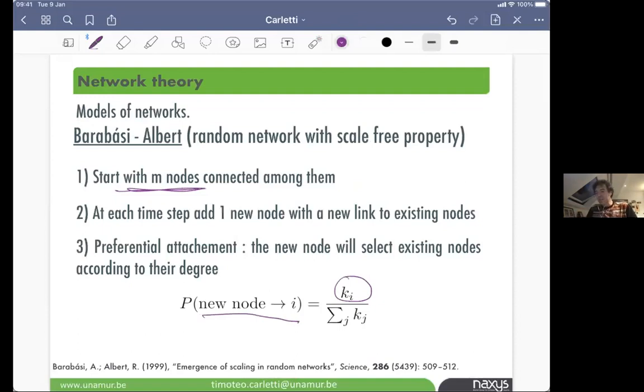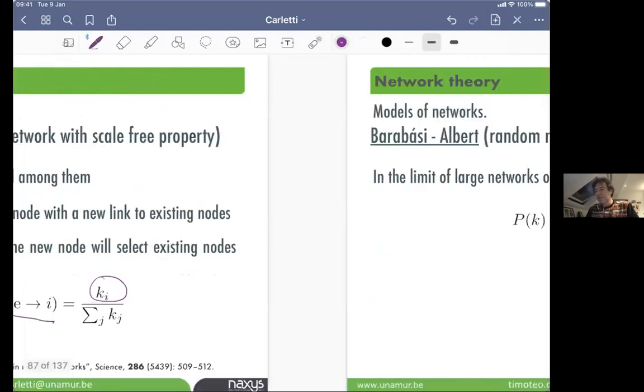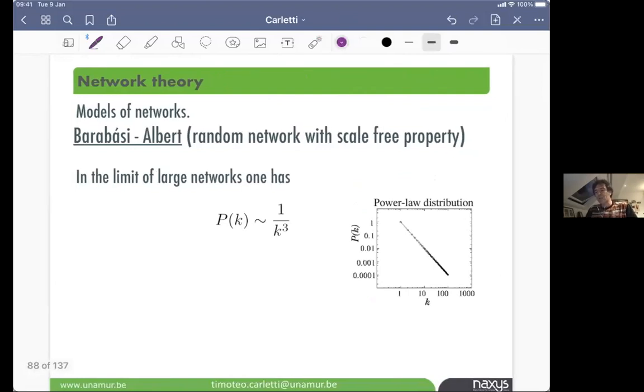Okay, so this is a Science paper from '99, where they introduced this model and studied some properties. What is interesting is that you can explicitly compute the probability p_k in this case, and in the limit of n large, this probability is exactly 1 over k to the power 3. And so this power law behavior that I showed before is exactly this one. So this is in the case of n arbitrarily large.